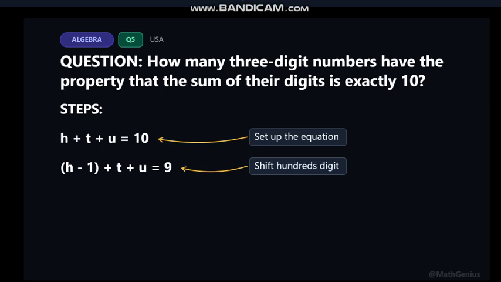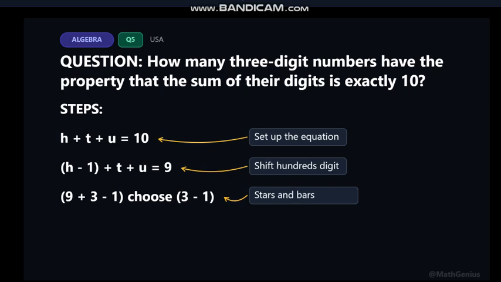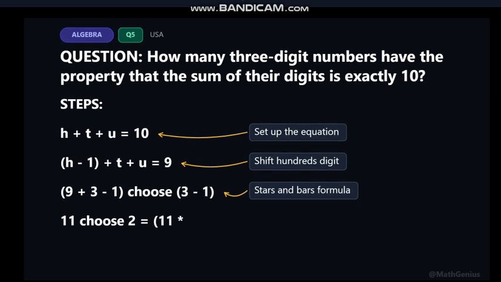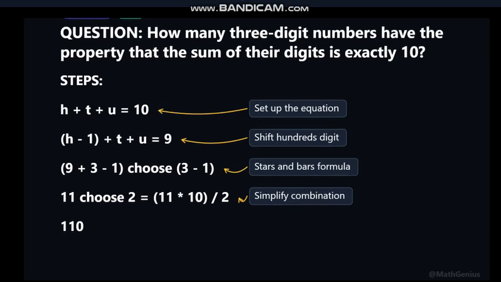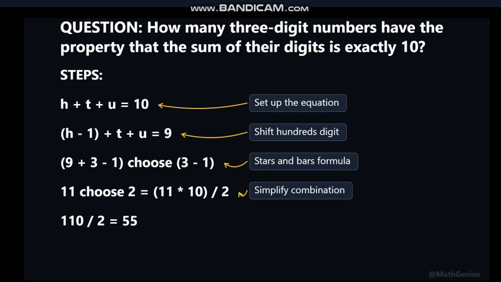Shift hundreds digit. Now we use the stars and bars method. 9 items going into 3 bins. 9 plus 3 minus 1, choose 3 minus 1. Stars and bars formula. That simplifies down to 11 choose 2. 11 choose 2 equals 11 times 10 over 2. Simplify the combination. 110 divided by 2 is 55.